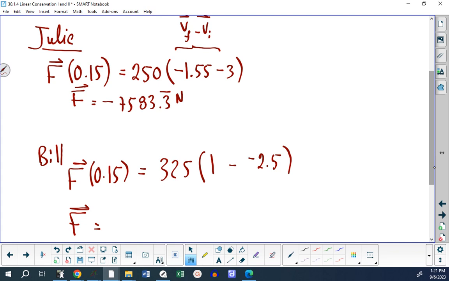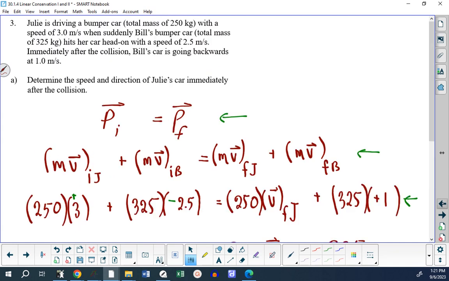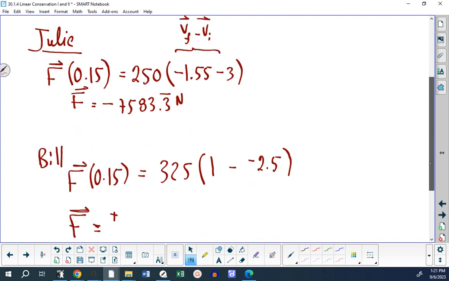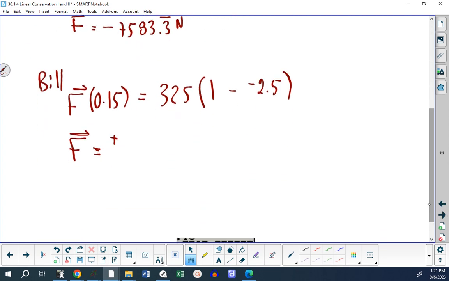Yes? And this is the point. You get the same force. Well, magnitude is the same, but the direction's opposite. Because this momentum being conserved wouldn't even work unless the forces were equal but opposite. That's the point. So you get positive 7583.3 repeating. And I don't care about the significant figures here because that's not what I'm trying to teach you right now. I'm trying to teach you that the forces will be exactly equal but opposite.